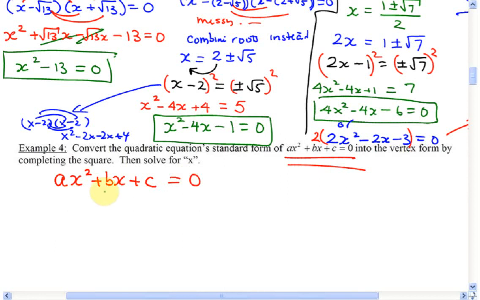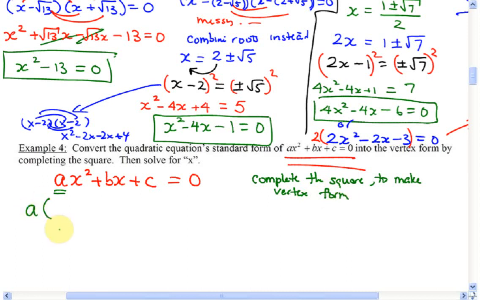Yeah, change to vertex form. So what do I need to do? I need to factor out the A value. So the first thing I'd like us to do is complete the square to change into vertex form. Because I want to do the same steps as what we did today for all the questions. So let's factor out the A.